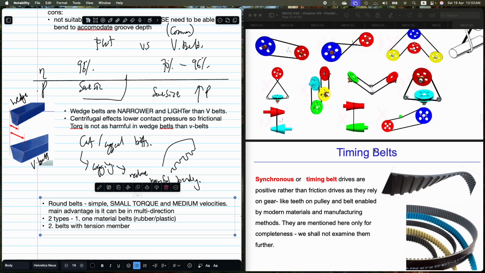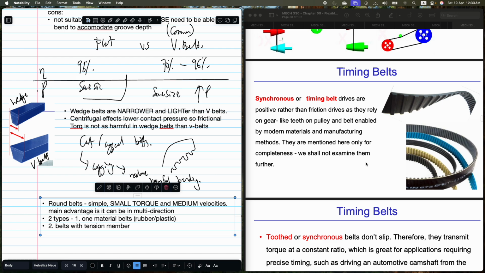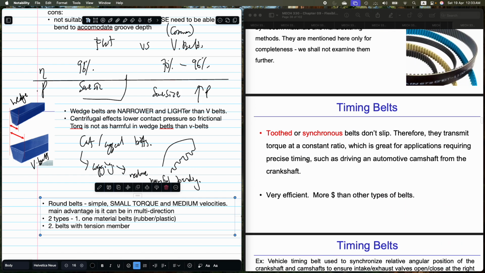I don't need a picture of this. So timing belts. So what's with timing belts? Synchronous timing belts are positive rather than friction, as they rely on gear-like teeth. So they're mentioned here only for completeness. We shall not examine them further. Okay, so that's fine.